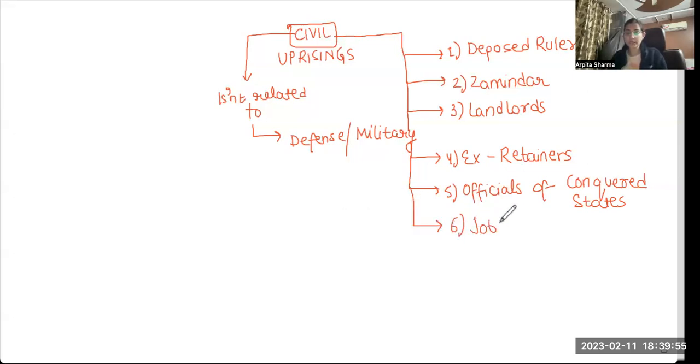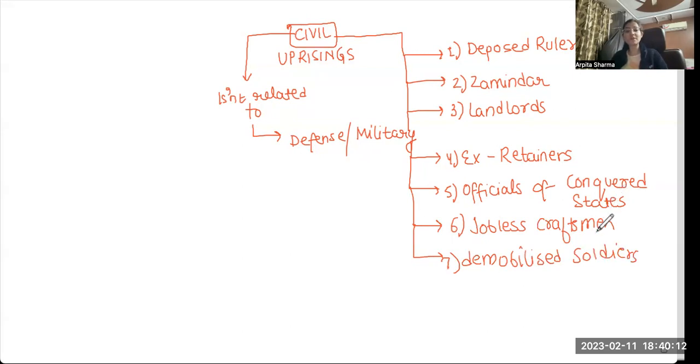Sixth, jobless craftsmen. Then seventh, demobilized soldiers. Give me an example of demobilized soldiers, what kind of revolt happened because of this particular issue? Quickly tell me, very easy, we discussed it in the last class. The deposed ruler and demobilized soldiers, there was one rebellion which happened. Yes, Vatsalya, Paika rebellion, right. Eighth, rack-rented peasants. So these were the eight kinds of people who were participants in the civil uprisings.